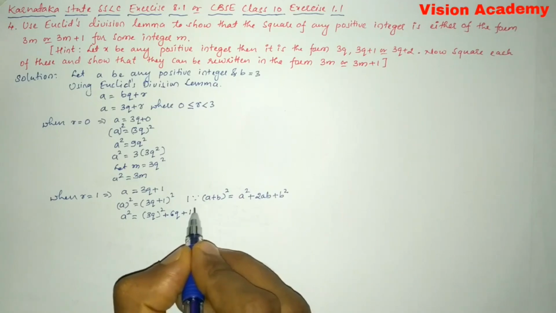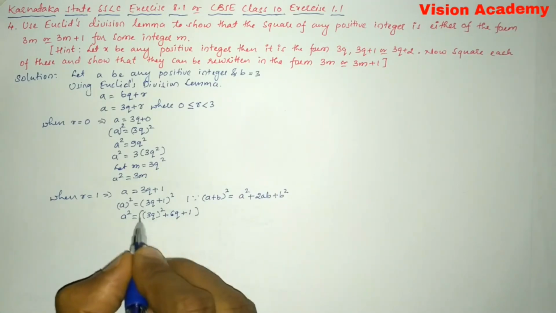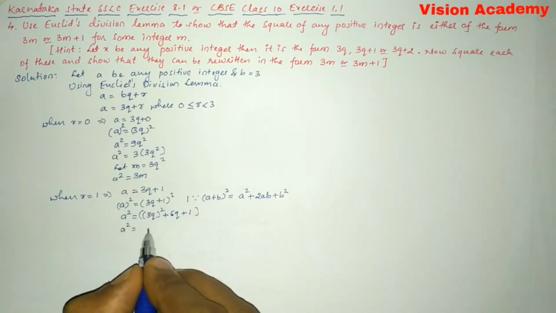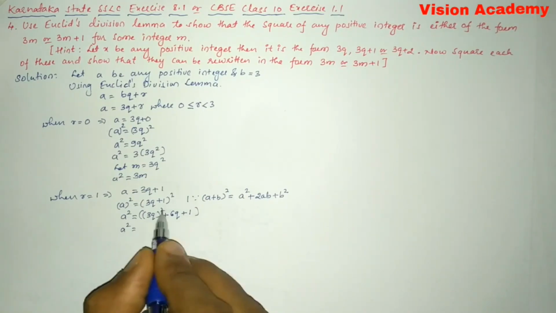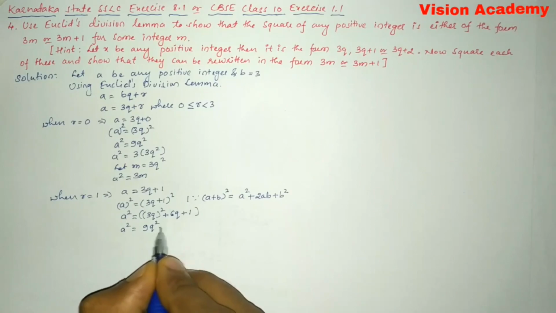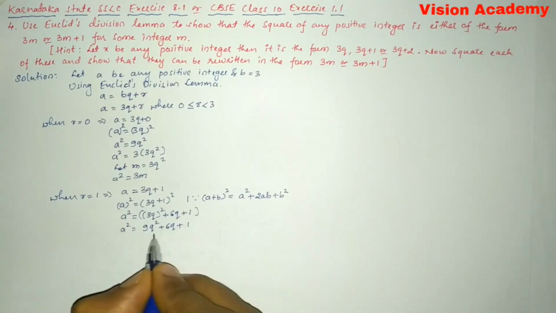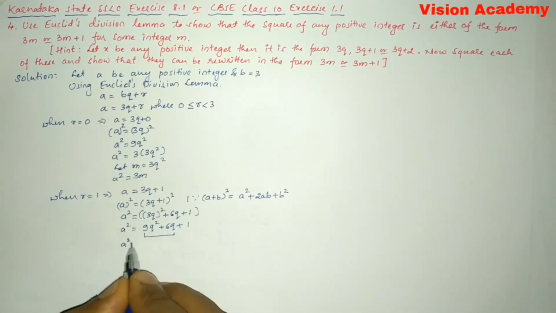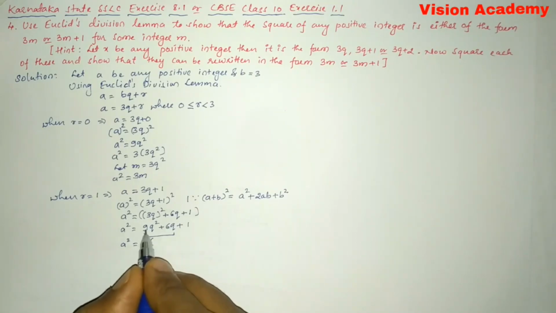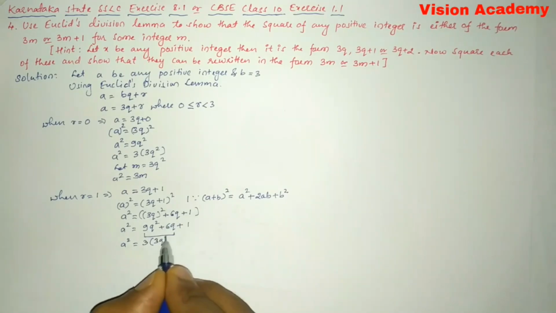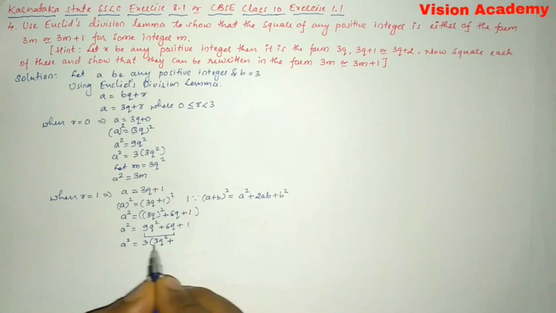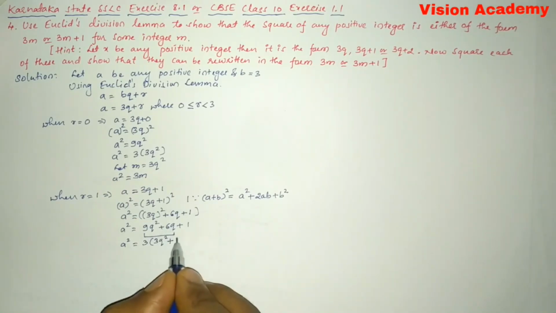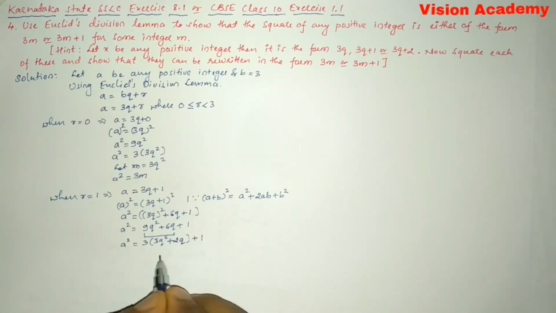1 square is 1. Now let us further simplify this one as 9q square plus 6q plus 1. If I consider both of these two terms, let us take common out of this. So here we'll write a square is equal to, let us take 3 as common. 3 3s are 9 and q square left inside of the bracket, plus 3 2s are 6, that is 2q, and here we'll write plus 1 as it is.